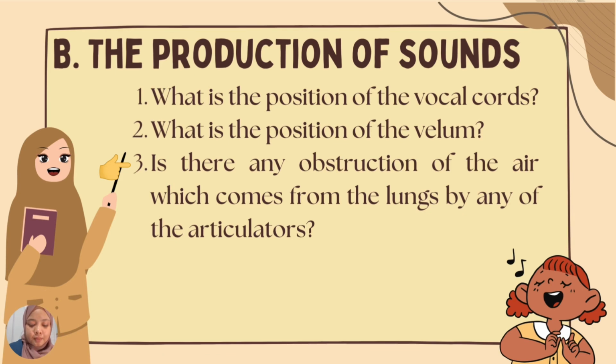For example, in producing the sounds p and b, the air which comes out from the lungs is obstructed by the two lips being in tight contact with each other. Therefore, the air does not come out freely from the mouth. The air stream is then released when the mouth is open.